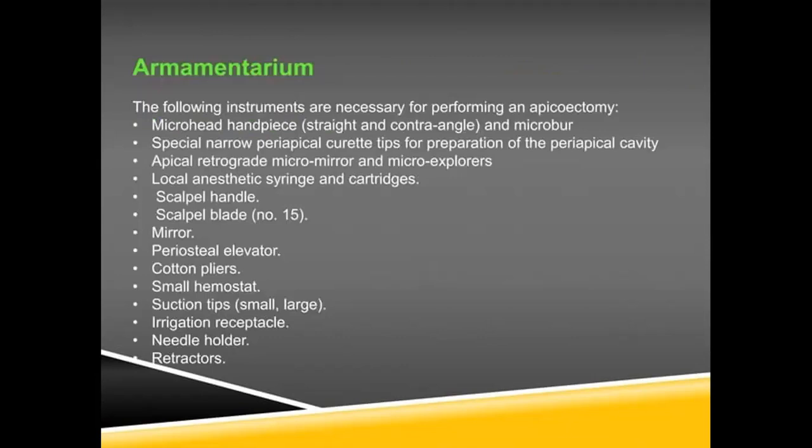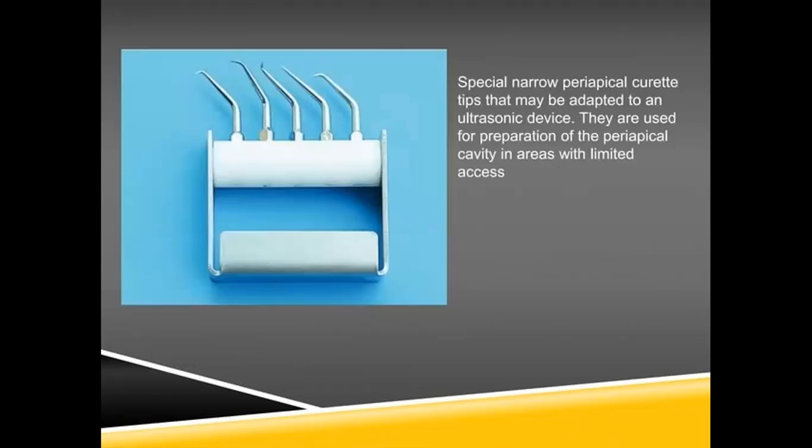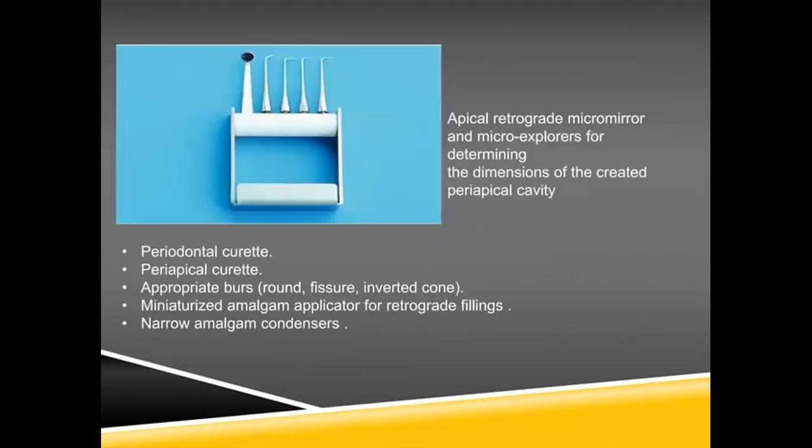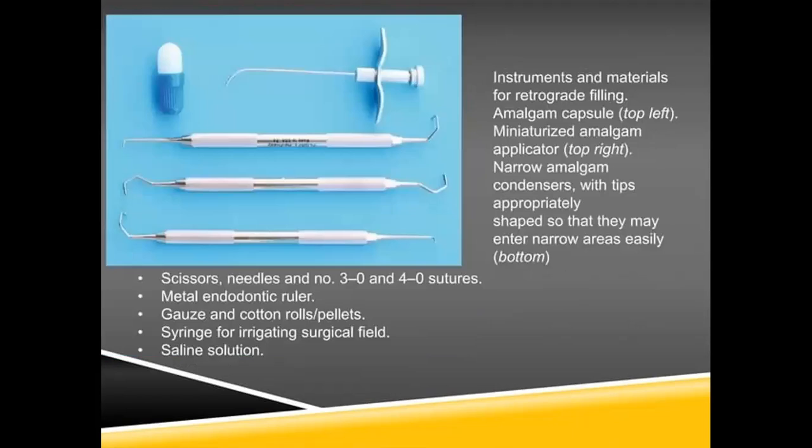Armamentarium: the following instruments are used, such as handpiece, mirror, periosteal elevator, cotton pliers, small hemostat, suction tips, tubes, needle holder, retractors, etc. These are the handpiece, periapical curettage tips, amalgam applicator. Instruments and materials for retrograde fillings are shown in the figure.